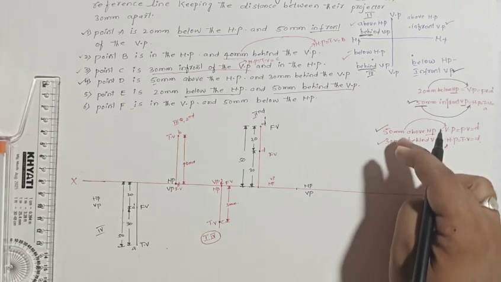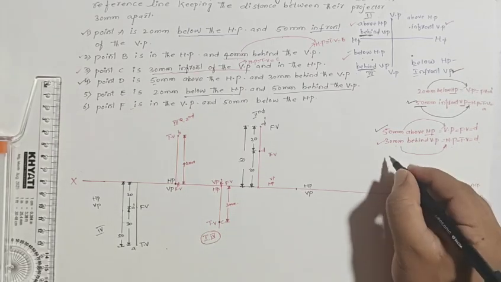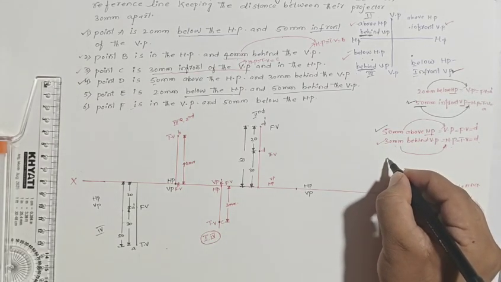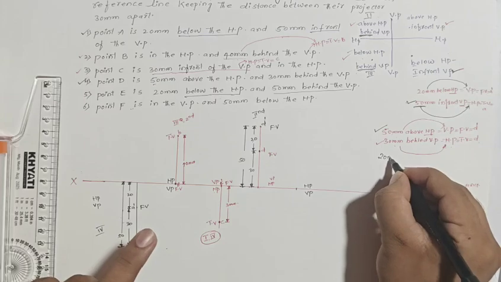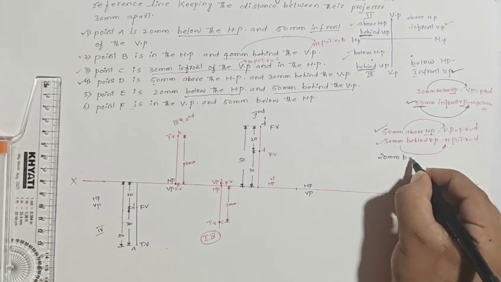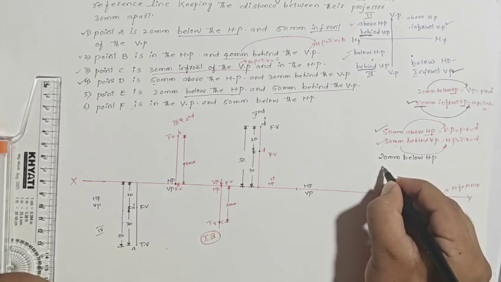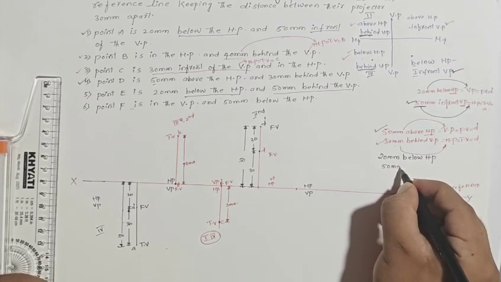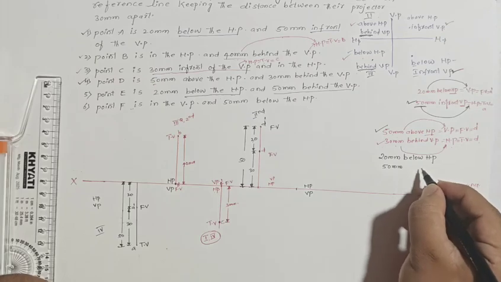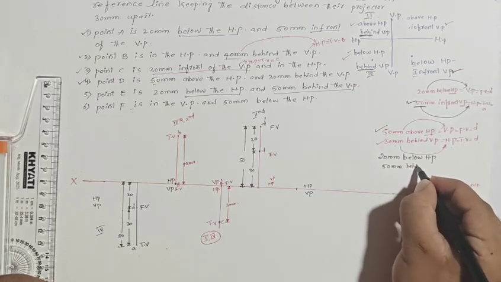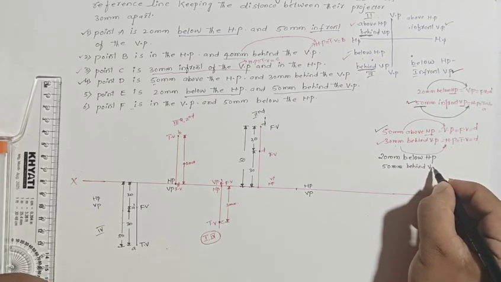Let us see. So same thing we have to write here. Then you will get the concept clearly. 20 mm below the horizontal plane and 50 mm behind the VP.